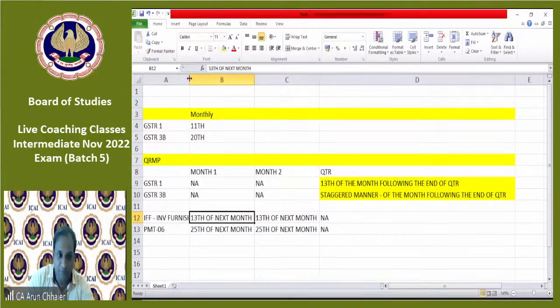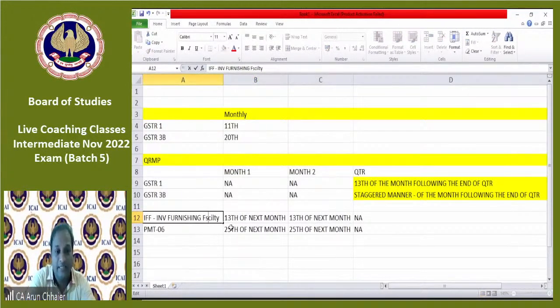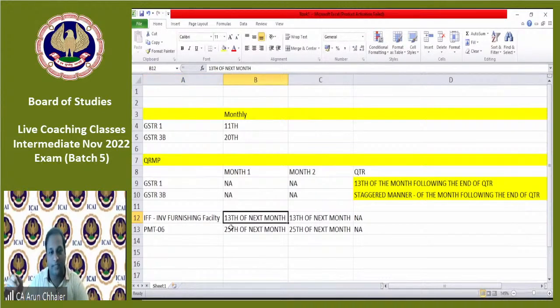What is the reason to bring this IFF? We'll discuss. But what is the due date? 13th of the next month for month 1 and month 2.